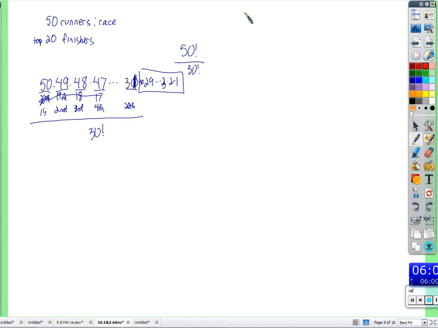Let's say we have 67 runners. Anybody guess why I'm choosing 67 and why I'm not going much bigger than that? This is great. 69 factorial is the biggest thing that our calculator can do. 67 runners, I want the top 23 finishers. Not finished people, just people who finish in the race. Okay, so top 23 finishers.